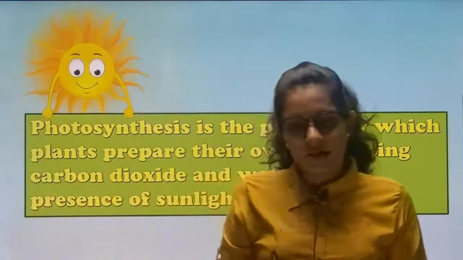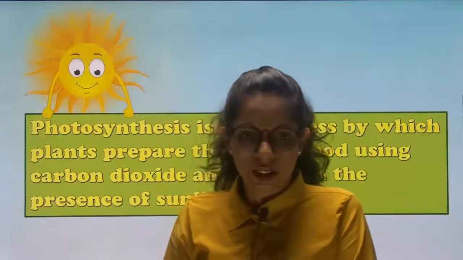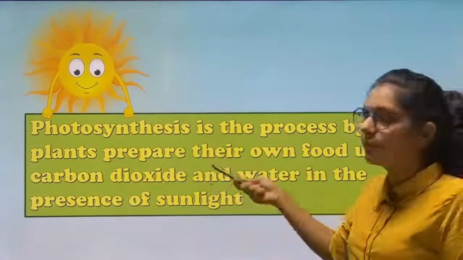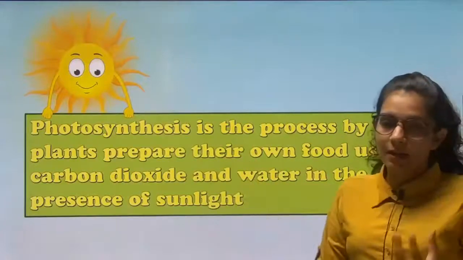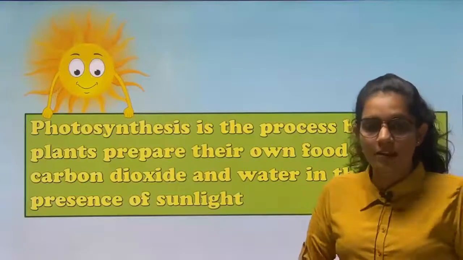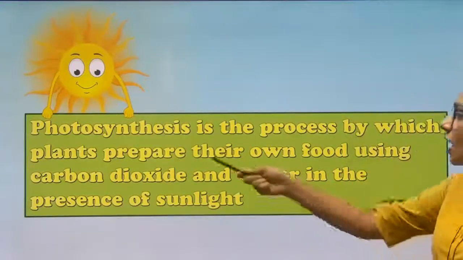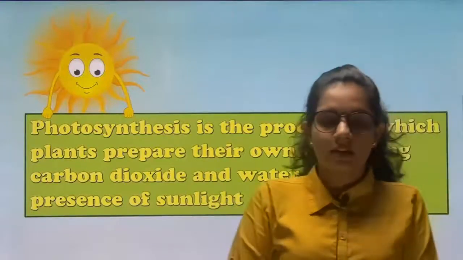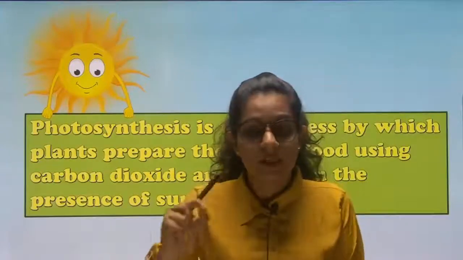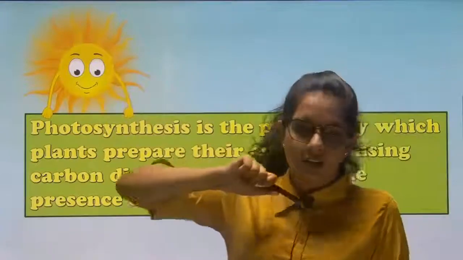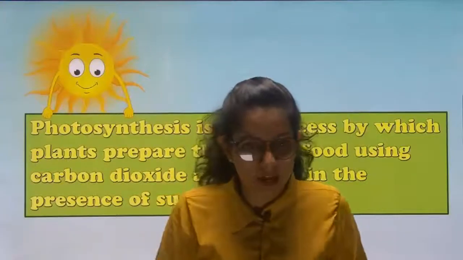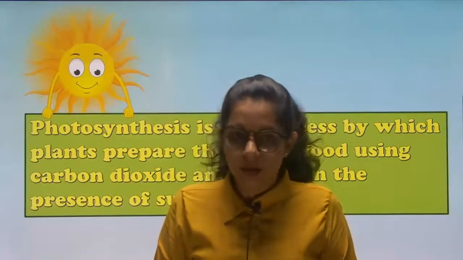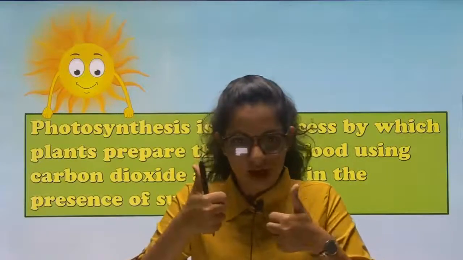Okay, so this Mr. Sun has told us the process of photosynthesis in a very interesting way, isn't it? From this video we understood the process of photosynthesis in a very interesting way, that photosynthesis is the process by which plants can prepare their own food, using carbon dioxide and water in the presence of sunlight and chlorophyll. So by this the plant can prepare its own food. In this, who has the most important role? Mr. Sun, that is, sunlight plays a very very important role in photosynthesis.